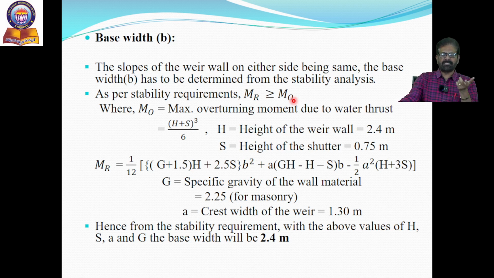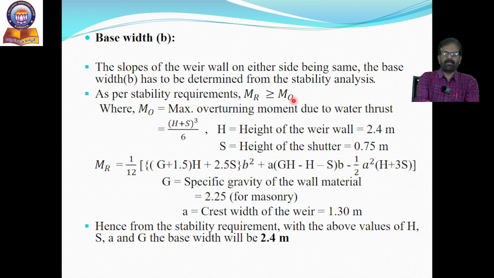Generally these weir walls are constructed with masonry or concrete only. These are the two standard materials used for the construction of weir wall. So let us assume it is a masonry weir wall, for which the specific gravity is 2.25. So these values are to be remembered. If you know the specific gravity value of concrete or masonry, then only we can apply this formula.